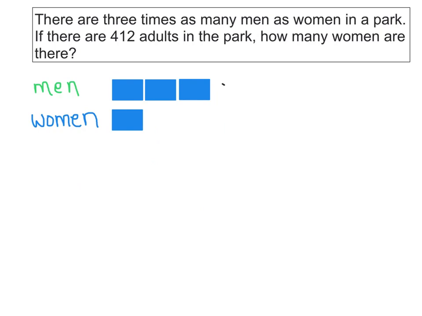So I know that altogether I have 412 adults. How many women are there? So I want to know how many women are there. When I look at my drawing, I see that I have 3 blocks for the men and 1 block for the women. So that's 4 blocks. All 4 blocks have the same amount in them. So I can split the 412 people into 4 different blocks.